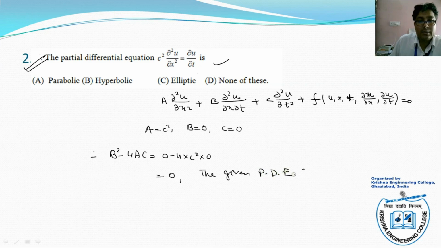So the given PDE is parabolic. Clear? So the option is correct here.